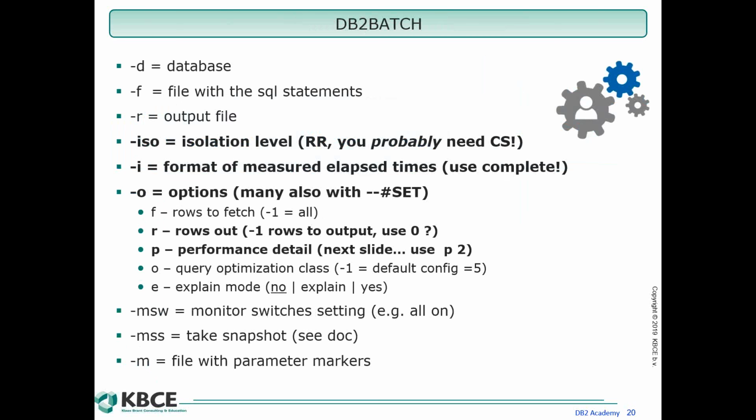I've highlighted the ones which are important. The isolation level is by default repeatable read, which you probably would like to turn back to cursor stability. You really would like to have the most complete output, so in the -i option, the format, you must say complete. And in the options, you really would like to say that you are not taking all the rows back, but also, while you are executing, you would like to take some snapshots. And that is done with the command parameters.